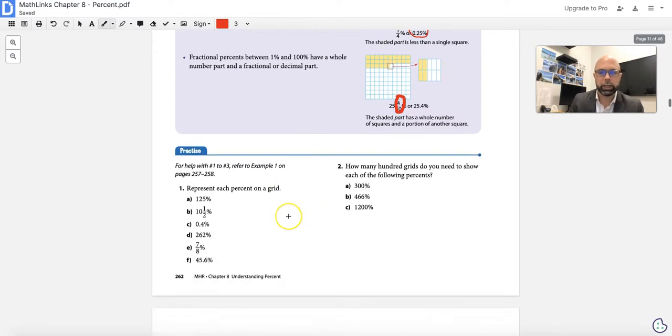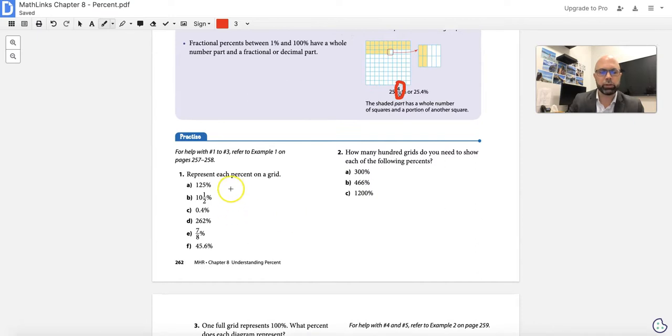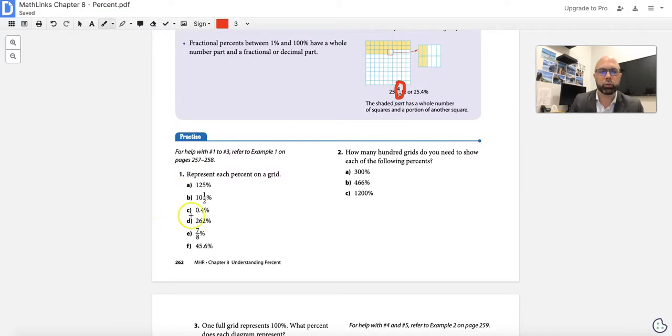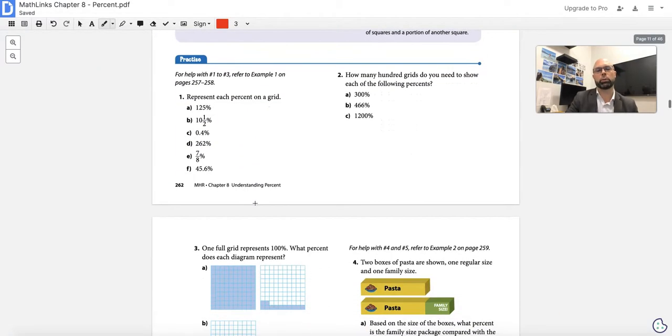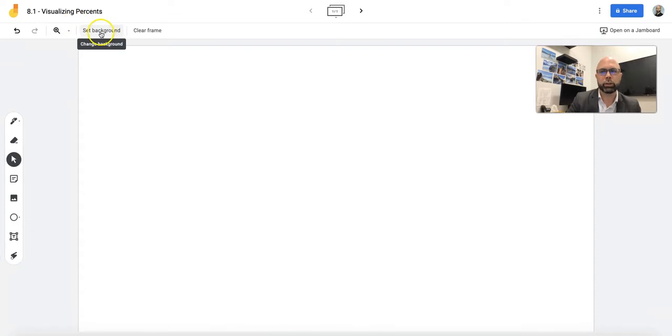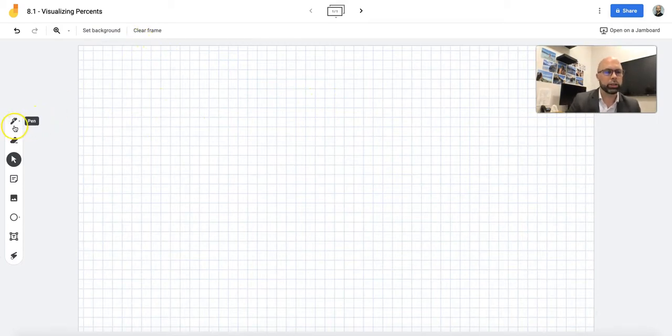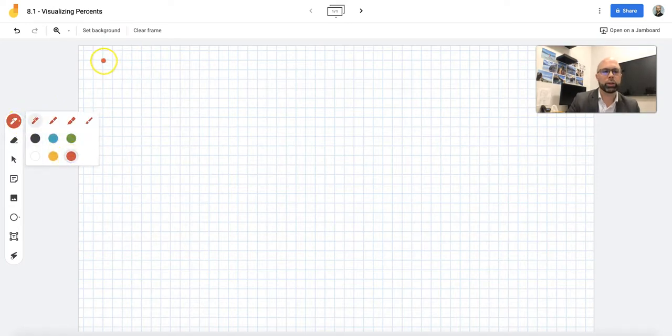All right, so this is not easy for me to do, but I'm going to take a stab at it. Represent each percent on a grid. I may not do all of these questions, but let's try a couple of them. 125%. I'm in Google Jamboard, by the way, which you have access to. I'll set up some grid paper. I would love to be able to set up a 10 by 10 grid, but there's probably no way to do it.